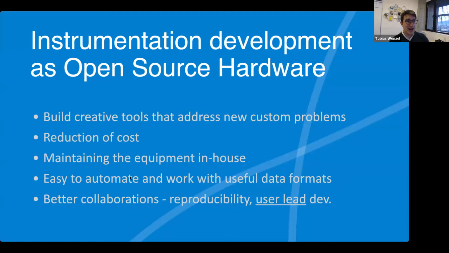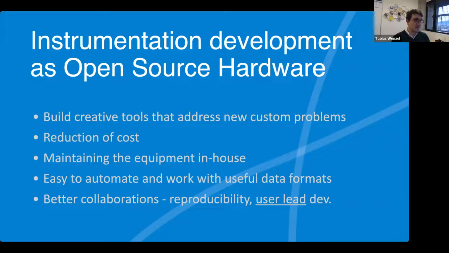Especially we work on high throughput methods, so that it's easy to automate and export data is really essential for our work. So this is really enabled by open source hardware, and it's really great for collaborations and especially involving users of equipment into their development to make them better. So those are the main motivations for me, and I wanted to mention this up front. So that's my personal motivation, and that's why I've been doing this now for almost 10 years to develop things as open source hardware.